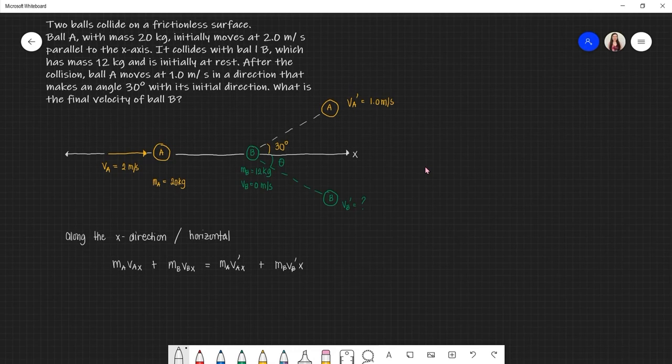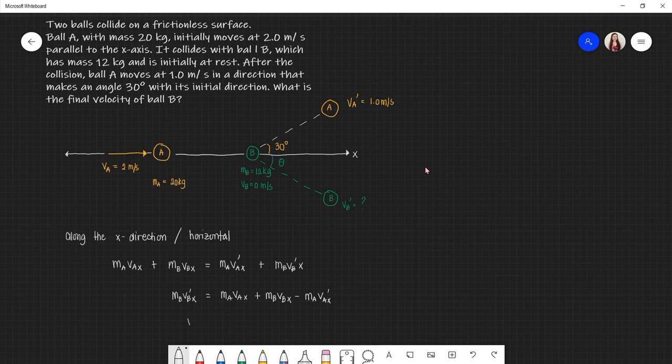What would be 0 here? Now, in this case, again, we are looking for VB prime along the x. So if we just manipulate the equation, VB prime along the x is equal to MA VA along the x plus MB VB along the x minus MA VA prime along the x.